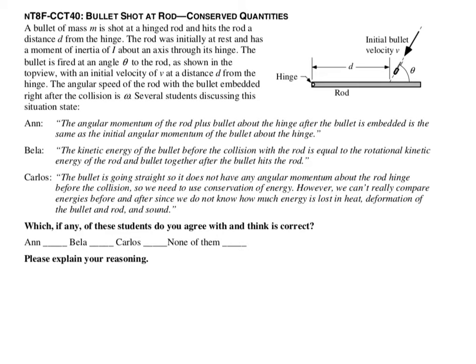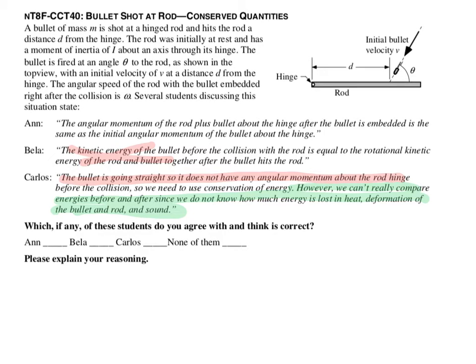Bella is not correct, because we know that the energy is not conserved. This is an inelastic collision, and we know that there is, in fact, some energy lost. In fact, Carlos says nicely, we can't compare energies before and after, since we don't know how much energy is lost in deformation of the bullet and rod, and of sound emitted, and heat, and so on. So Carlos is 100% right on that. Where Carlos, unfortunately, also goes wrong is this is not true. The bullet going straight does not have angular momentum about the rod hinge is not true.